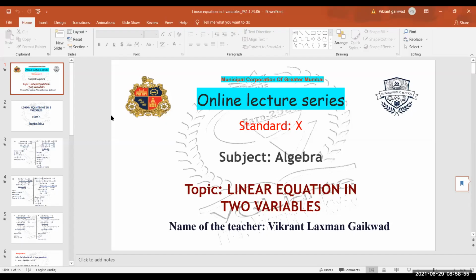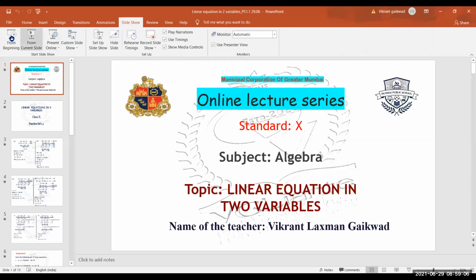Linear equation in two variables, and we have completed two questions also. Now we'll move to the next part, the next questions.